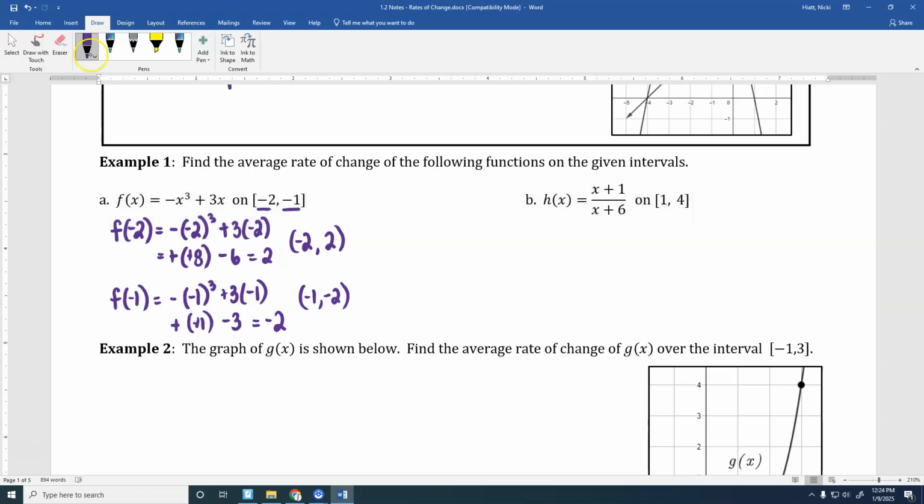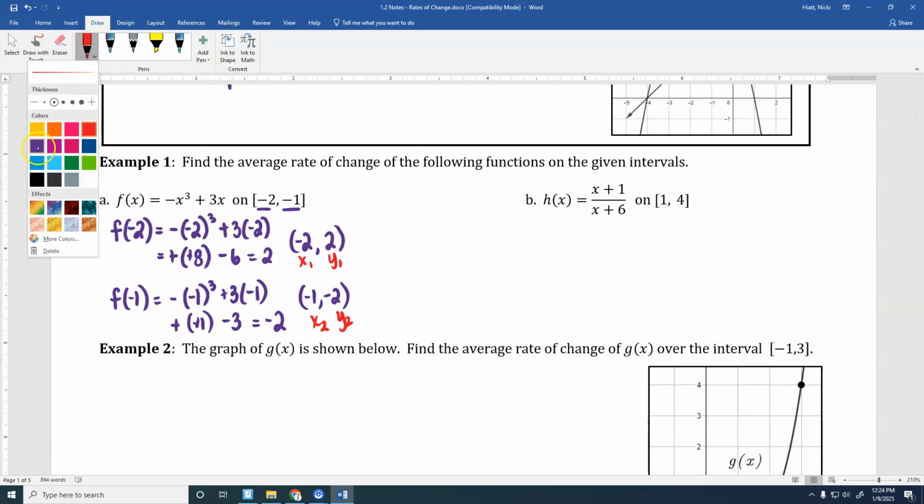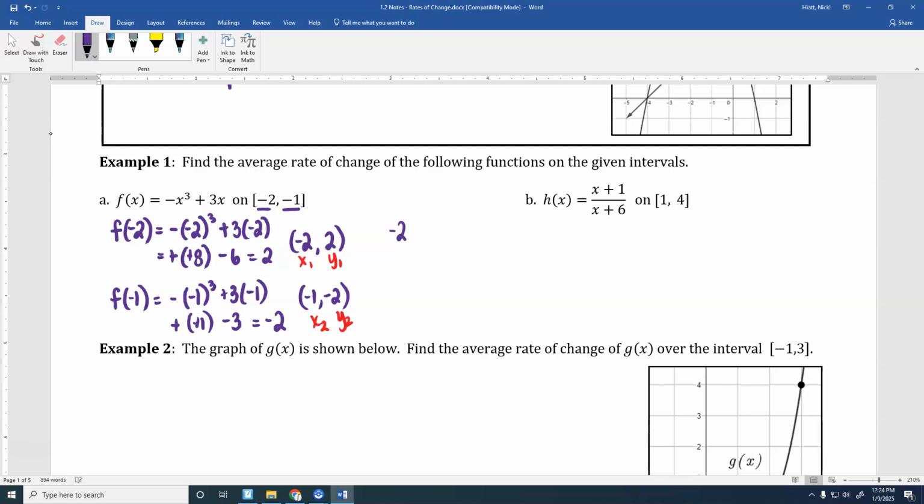For example, I might choose this one as my x1, y1, and this one as my x2, y2. The only thing you have to make sure of is if this is your x1, this has to be your y1. It cannot be your y2. They've got to match up. So whenever you do this, I would do -2 minus 2 over -1 minus -2.